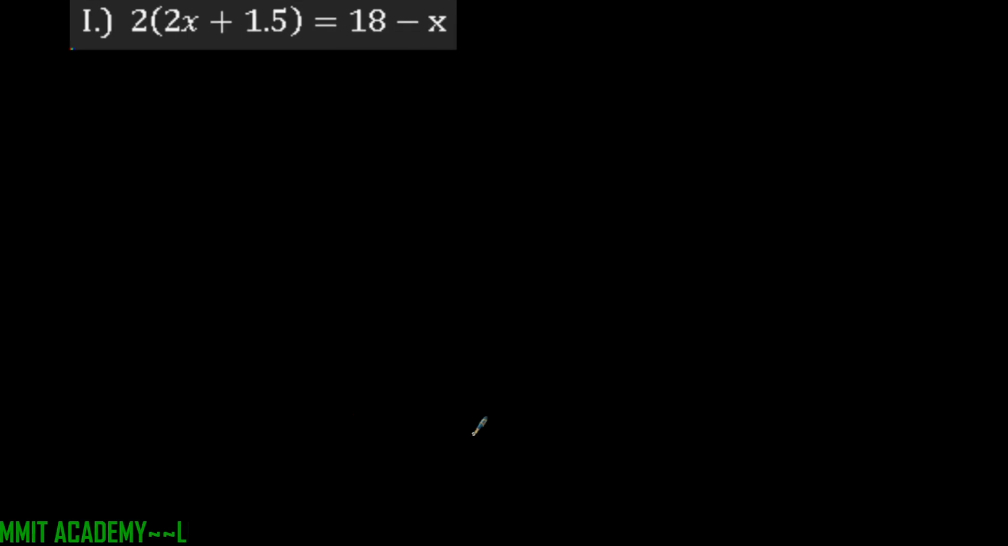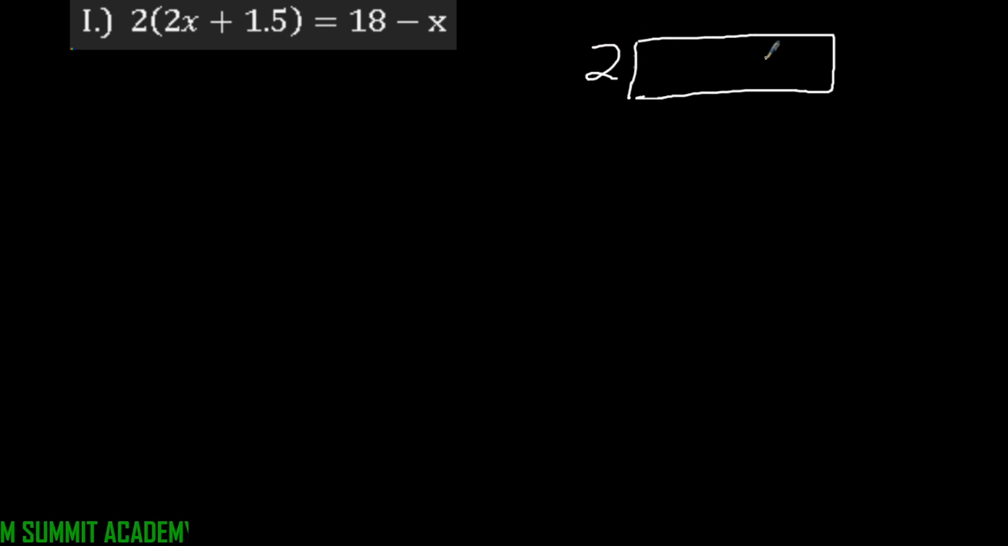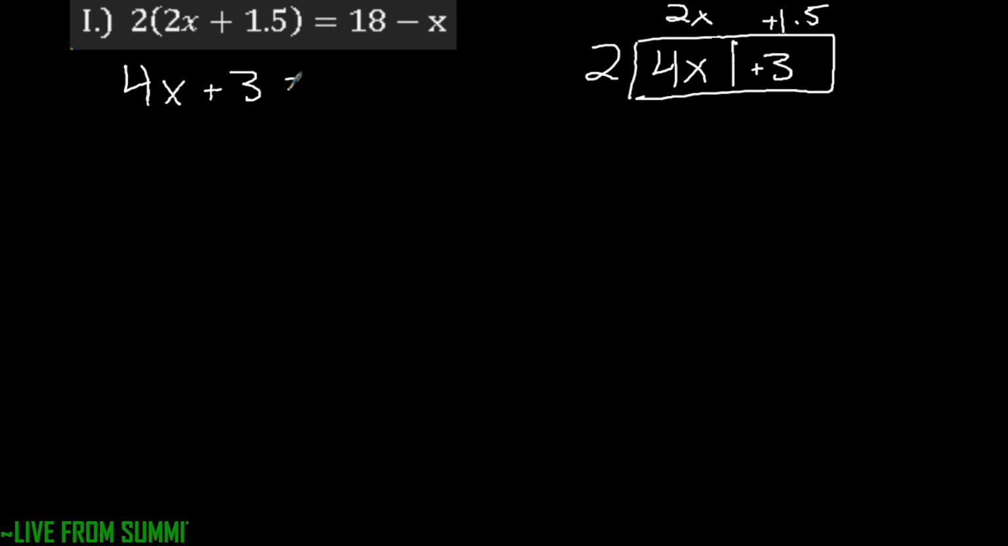For the next part, I'm going to do I on the back, top, middle. Same kind of distributive property. I have to do 2 times each of the terms inside the parentheses. So I'm going to do 2 times 2x and a positive 1.5. So this can be 4x, and this is going to be a positive 3. So now I can write it underneath. So I have 4x plus 3 equals 18 minus x.